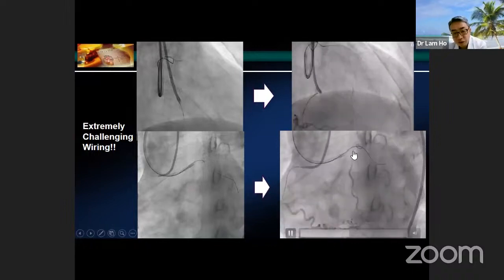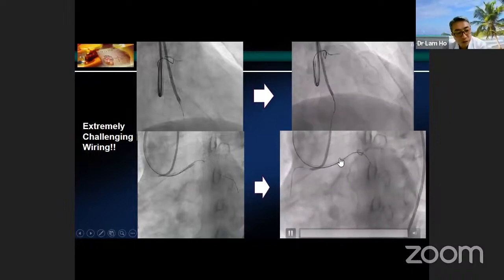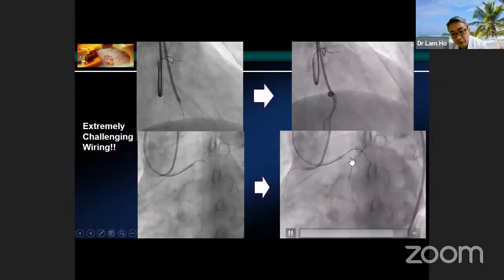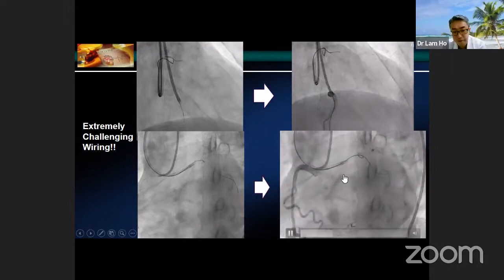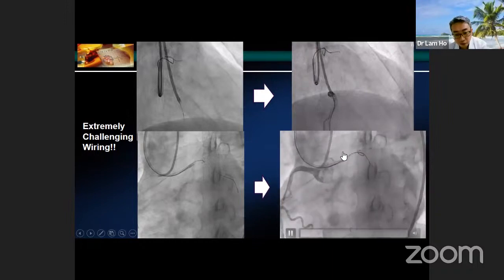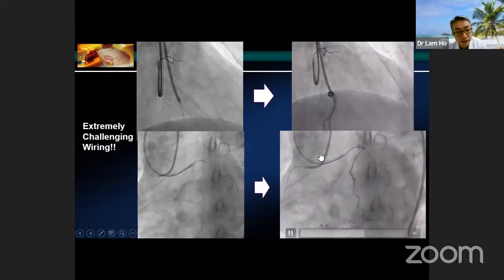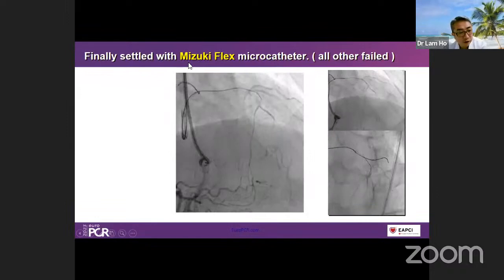In fact, in this sort of situation, it's very, very difficult to use a microcatheter. Most of the time, you just push the microcatheter in and then it will prolapse. I tried many microcatheters, Corsair, Caravel. All the microcatheters failed. I pushed the microcatheter in and it just prolapsed because it cannot turn like this. And then finally, I chose one, the Mitsuki Fax. This microcatheter actually can help me to turn and then provide support, and then I can go and finish the procedure.